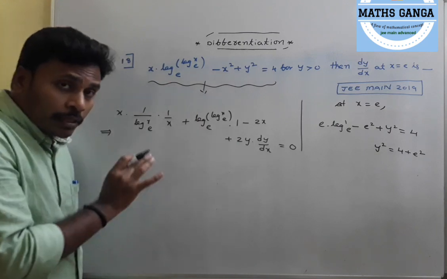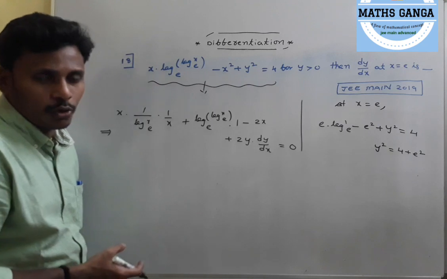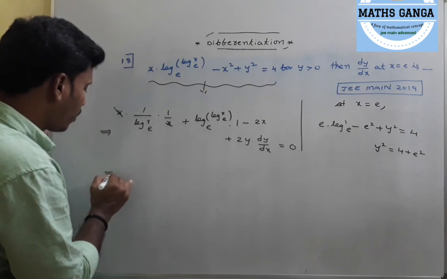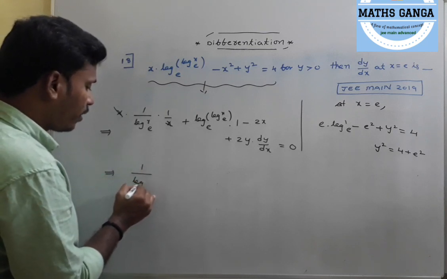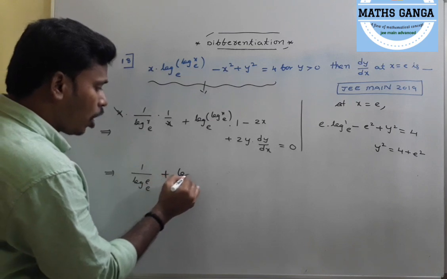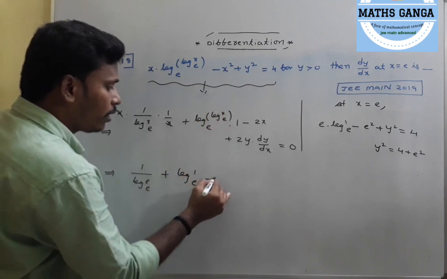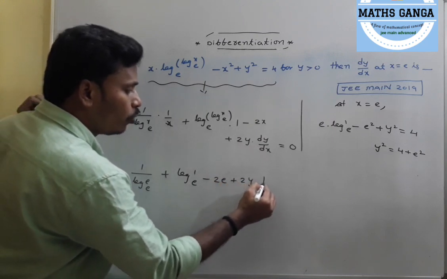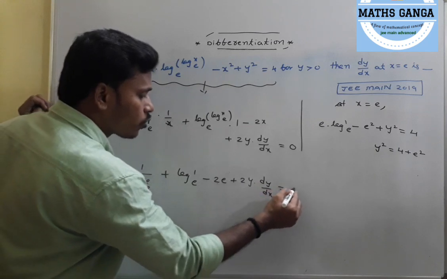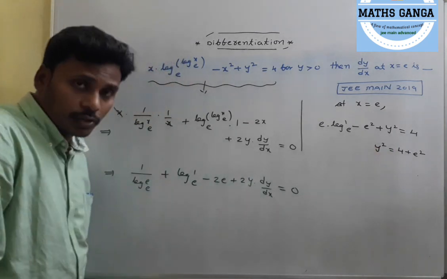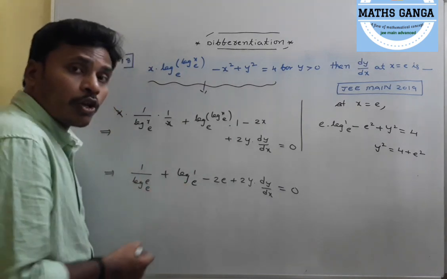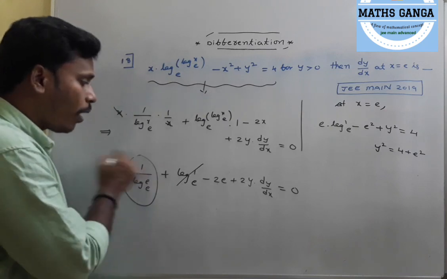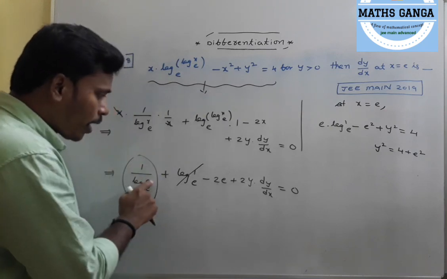Now from here we need to find dy/dx by taking x = e. Very simple, right? Simply cancel this x and replace x with e. So 1 by log e base e, plus log e base e, which is 1, minus 2x, which is simply 2e, plus 2y into dy/dx equals 0. Actually that y is nothing but root of 4 + e², right? Now here log 1 to the base e is 0, neglect it. Log e to the base e is 1 and this part is simply 1. Okay, this is 1 minus 2e.